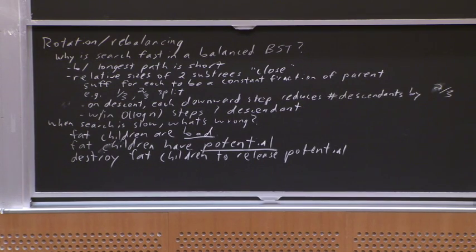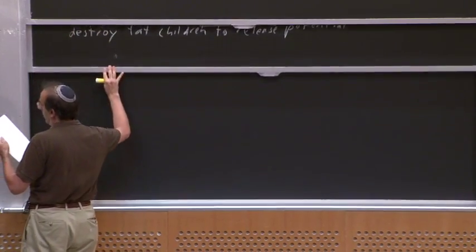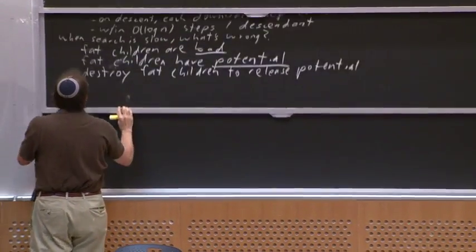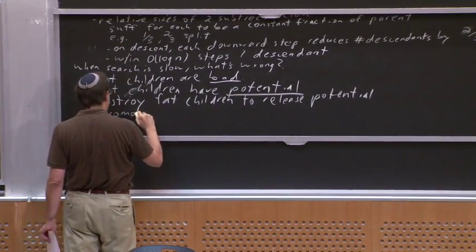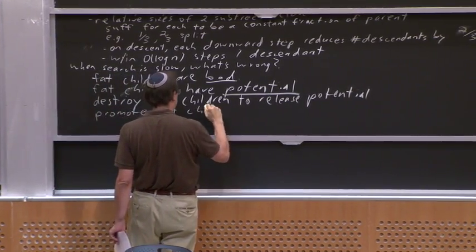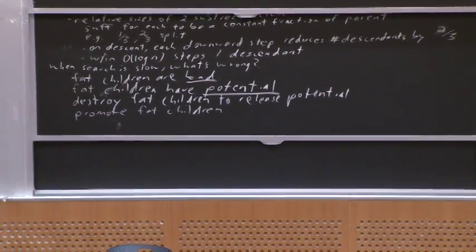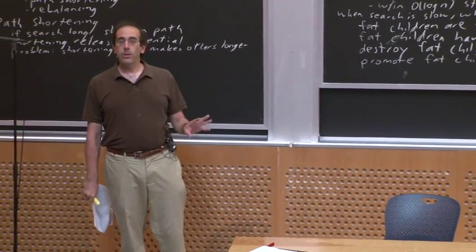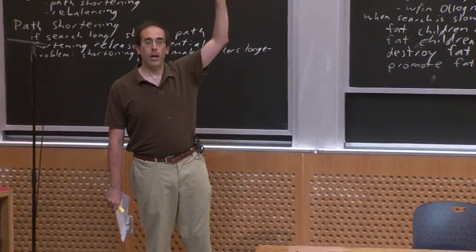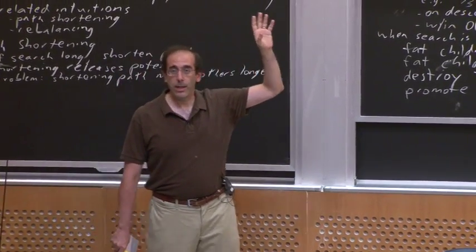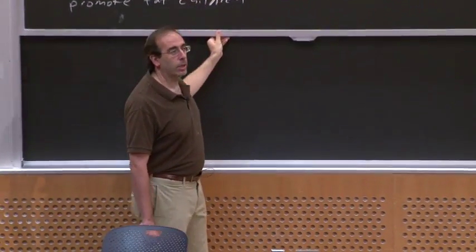So let's start to fill that in. Okay. And, well, actually, this is a little harsh, right? So let's not destroy them. Let's just promote them. Okay. So the real source of potential is going to be a fat child that's very low down in the tree. And the way that we're going to correct that problem is we are going to promote that fat child up to be high in the tree. That's going to release potential. The child will still be there, will still be fat, but now that it's high up, it won't matter. Okay.